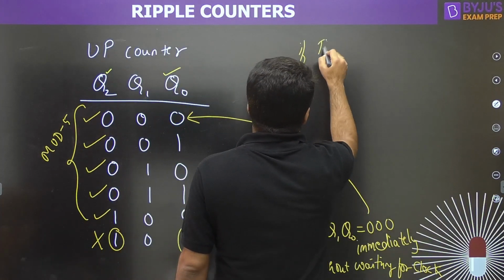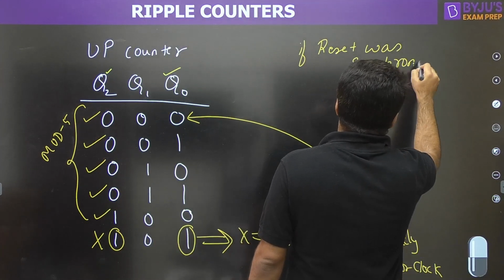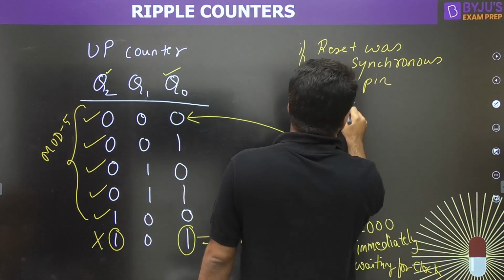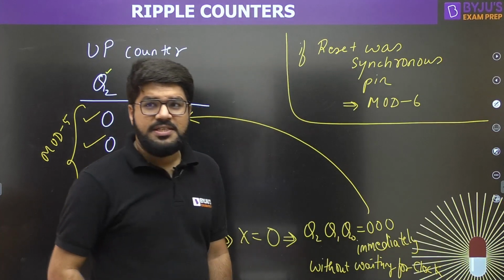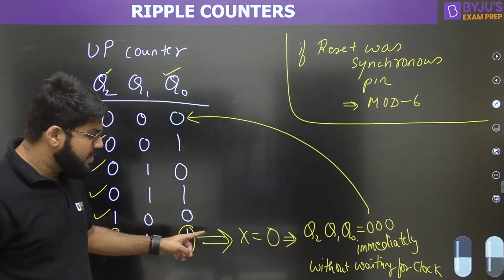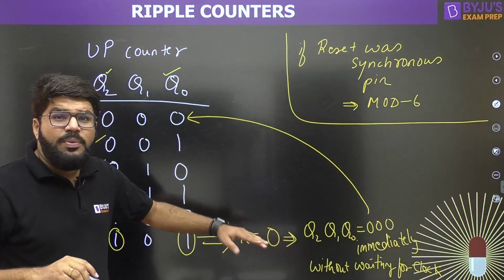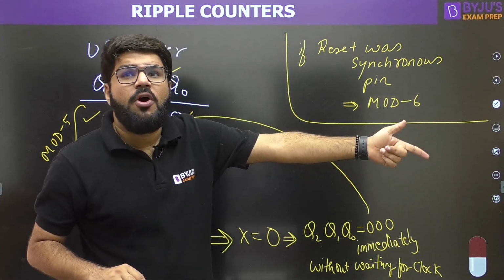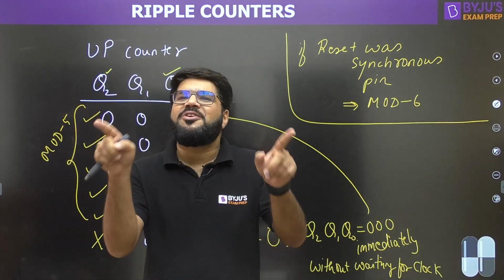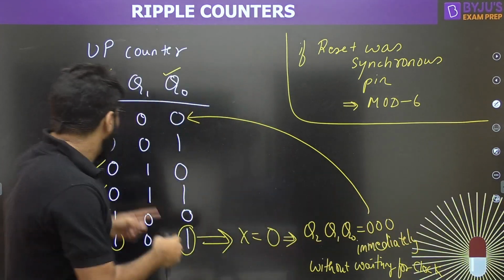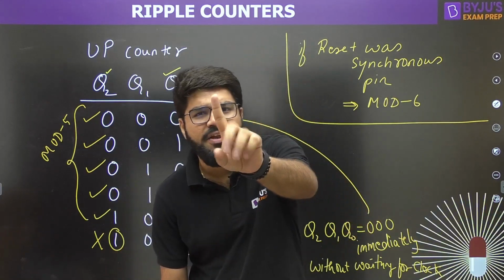Suppose reset was a synchronous pin, then your answer will be, think about this, a modulo 6. Why? I'll tell you. If it is synchronous, at 101 X will be 0, but it will wait for the next clock to reset the flip-flops. So this particular state 101 will be active for 1 clock cycle, and hence it is a countable state. So 5 plus 1. Remember, between asynchronous and synchronous, the mod number difference will be 1.